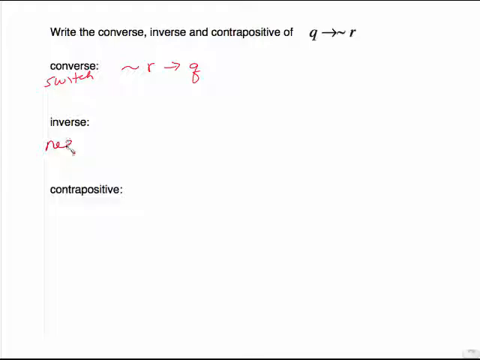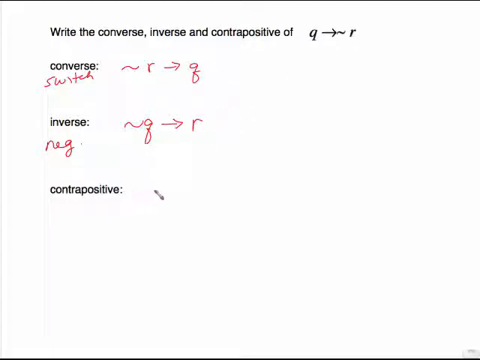The inverse is where we negate. So that's one for me that's easy to remember, that inverse is negate, because I think about the inverse of a number is the negative, like the inverse of 5 is negative 5. So inverse is where you negate. So keeping the same order, we negate the Q. And if we already have not R, to negate that, we take away the not, and that's our statement.